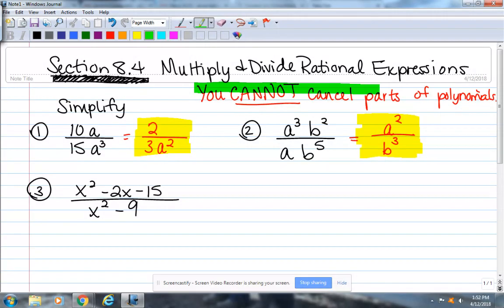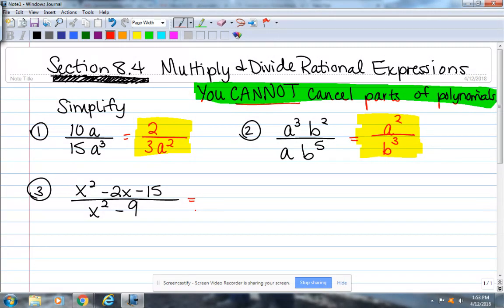You cannot cancel parts of polynomials. I'm going to highlight that. It's important. That means I can't just cancel that x squared with the x squared. You cannot cancel parts of polynomials, but you can factor them. If there's a plus or a minus with your term, you cannot just cancel with them. There were no pluses and minuses with these two problems, so I could reduce them. But you can't if there's pluses and minuses. If it's a polynomial, you have to factor.